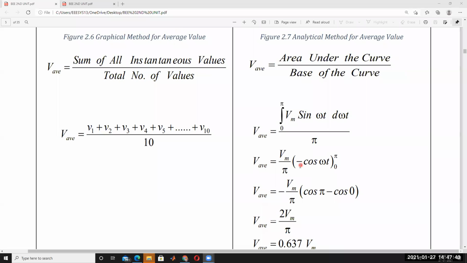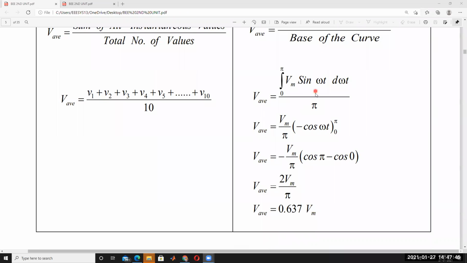And then V average is equal to Vm by pi times the integration of sin omega t, which is minus cos omega t. Substituting the values, V average is equal to minus Vm by pi times cos pi minus cos 0, which gives 2 Vm by pi. So V average is equal to 0.637 Vm, the average value according to the analytical method.